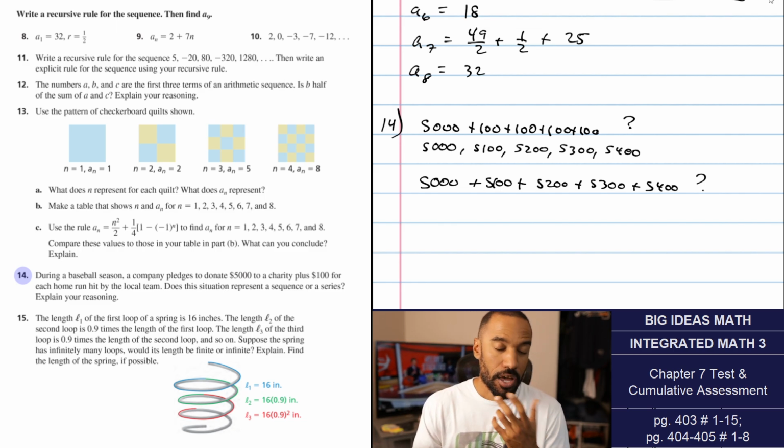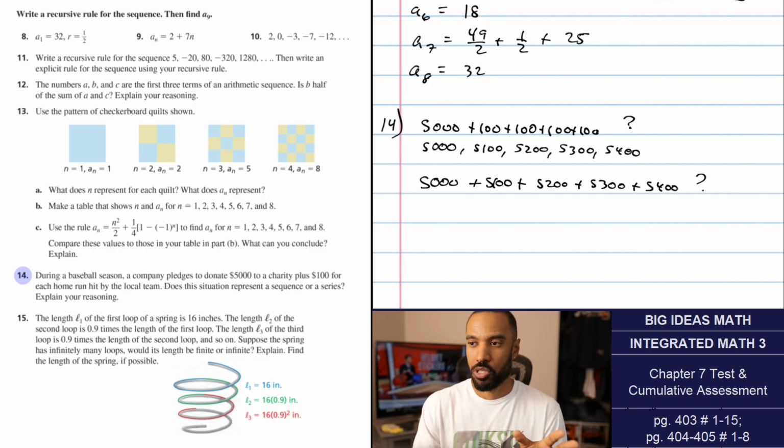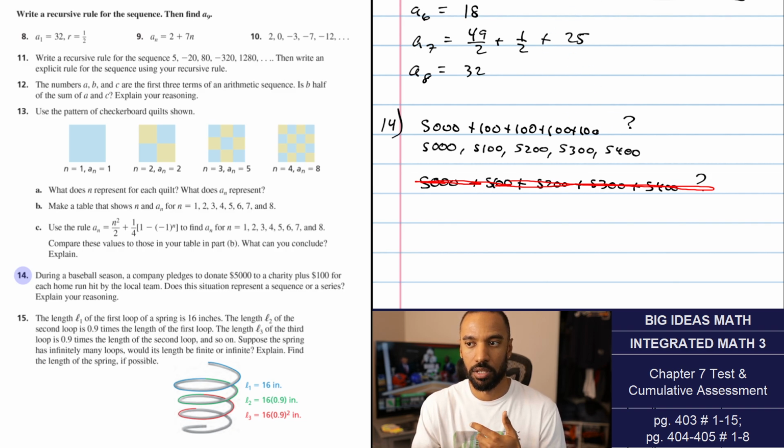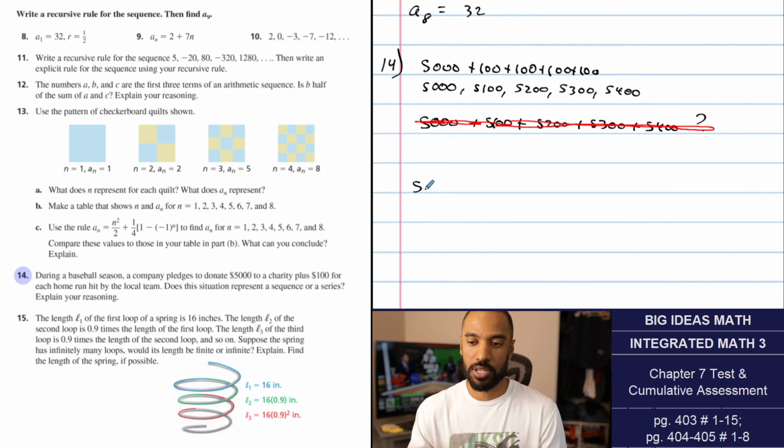Okay. I mean, I thought about it. I'm still conflicted. Here's the thing. I don't think it's this situation. I don't think that they're doing 5,000 to start off with, and then they'll add 5,100 after the first home run, etc. They literally say $100 for each home run hit. So I feel like it's more of this thing here. But the question is, do you call this a sequence or series? I want to call it a sequence, in that you can represent by the number of home runs. So if I call it a sequence, we're actually looking at A sub n, the value of how much they donate based off n home runs hit would be 100n plus 5,000.